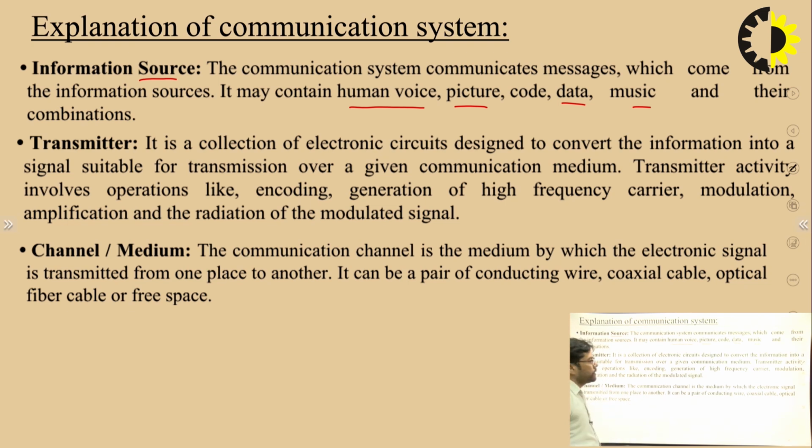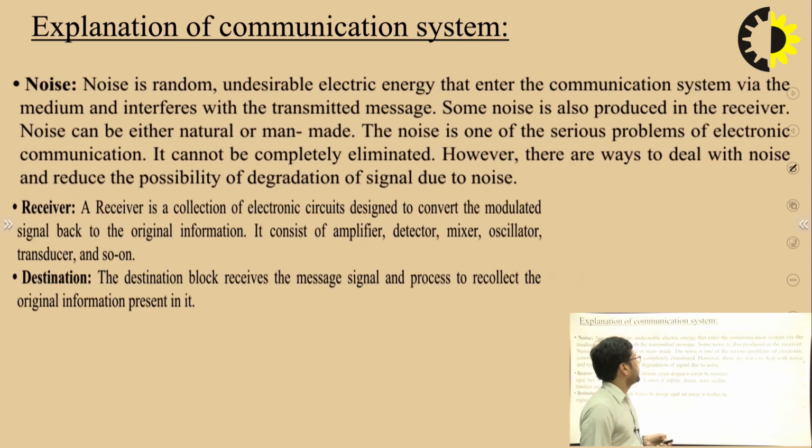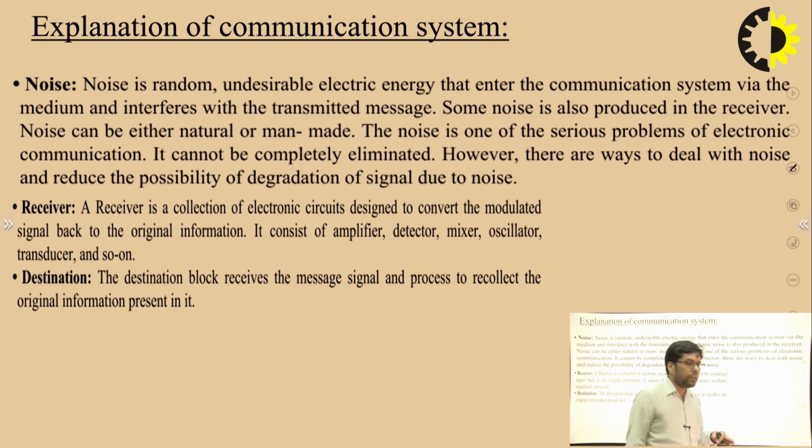Channel, as I have discussed, could be in the form of wired and wireless. In the case of wireless, we require a transmitter antenna and a receiver antenna to have the wireless communication. Now the next element is the noise. As I have told you, the nature of the noise in the channel is additive. So that's why we call it additive white Gaussian noise.